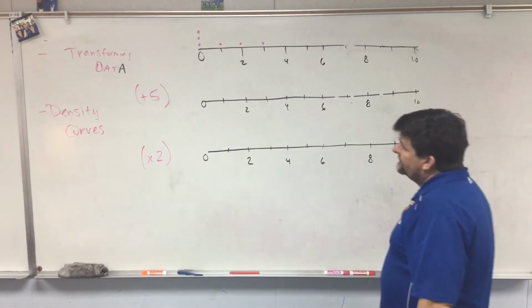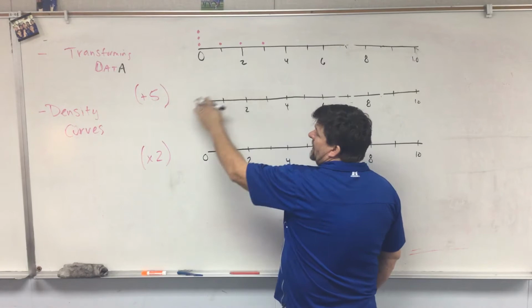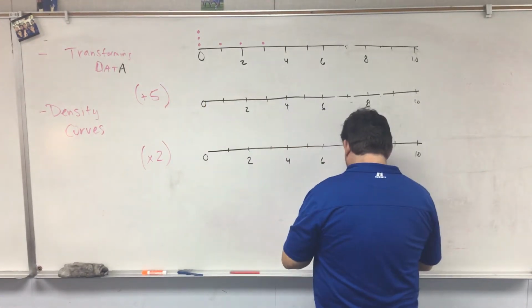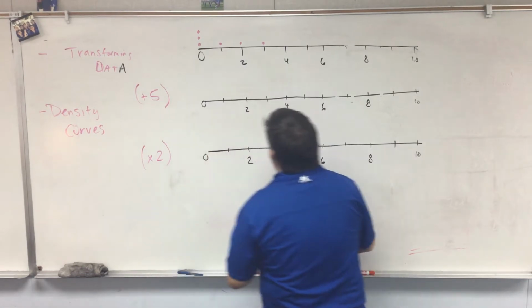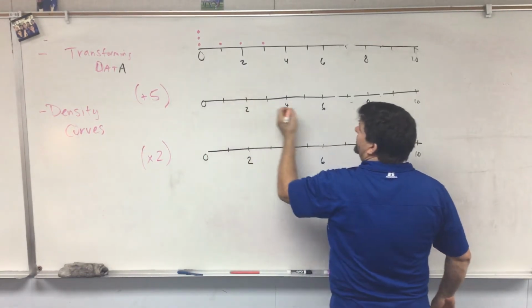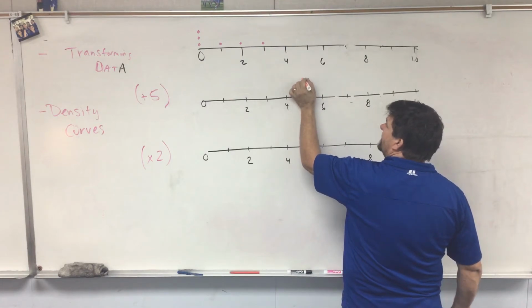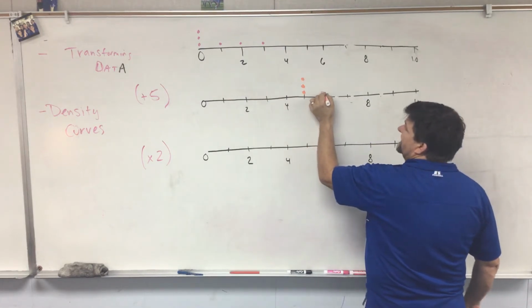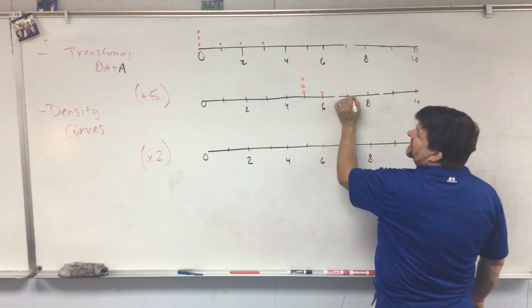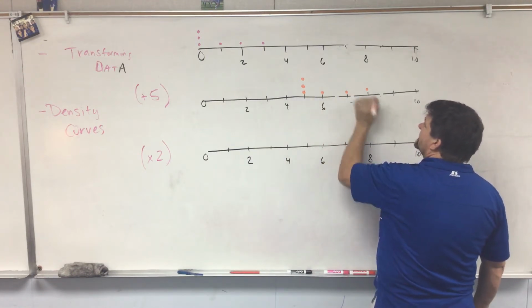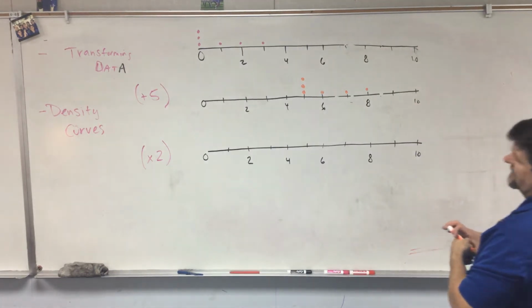So let's look at this here. We're going to add 5 to each of these points. I'll do it in orange. So all 3 zeros become 5. The 1 becomes a 6. The 2 becomes a 7. And the 3 becomes an 8.